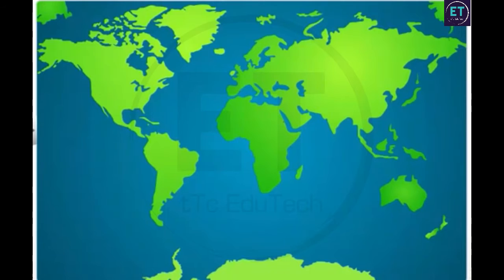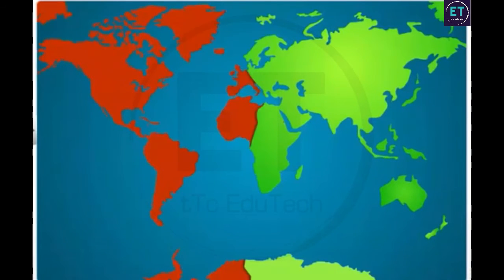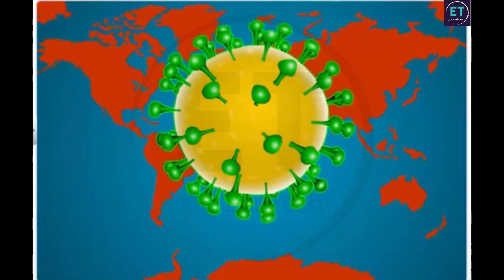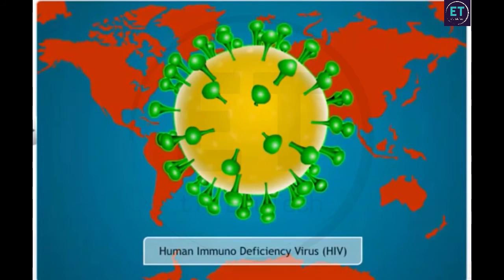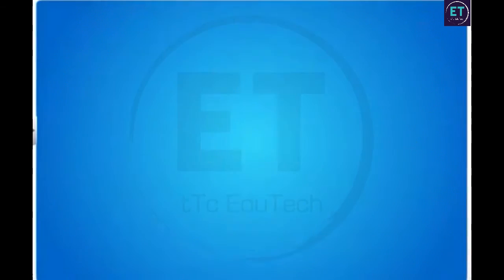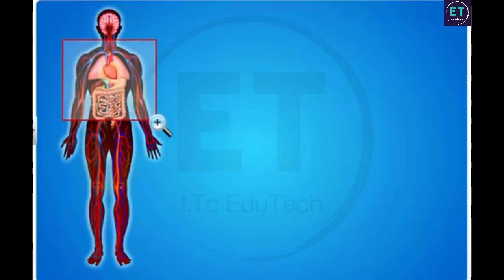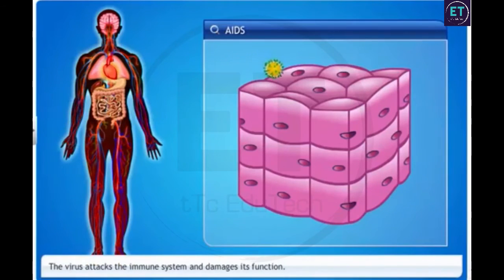Let's look at a disease that has spread all over the world. AIDS was first recognized in the USA in 1981. AIDS is caused by a virus named Human Immunodeficiency Virus, or HIV. Acquired Immunodeficiency Syndrome, or AIDS, is so called because the AIDS virus breaks down the body's immune cells and organs that comprise the immune system.